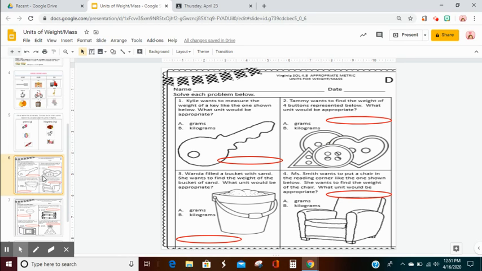All right, number 1, Kylie wants to measure the weight of a key like the one shown below. What unit would be appropriate? So we have grams and kilograms. Which one is lighter? A key is going to be lightweight, so which one is our light unit? I hope you said grams.